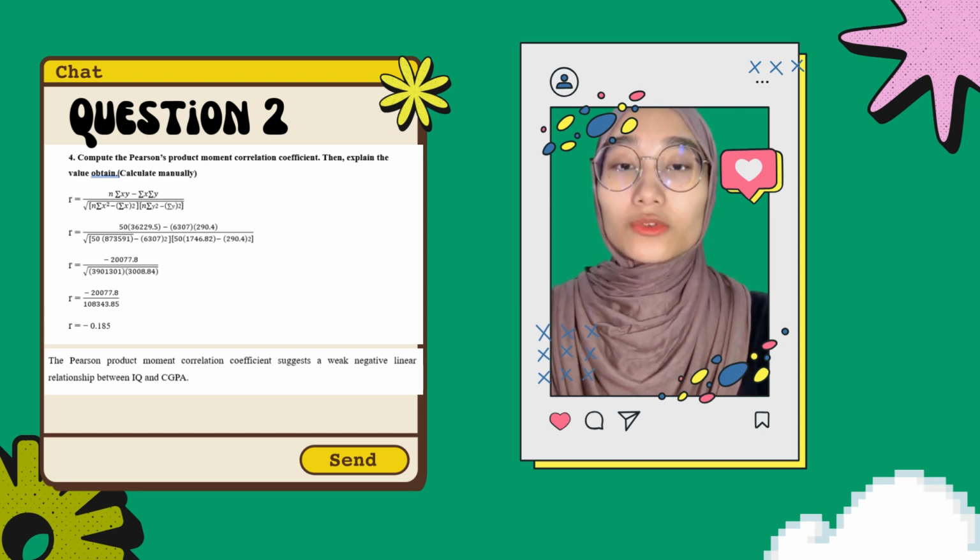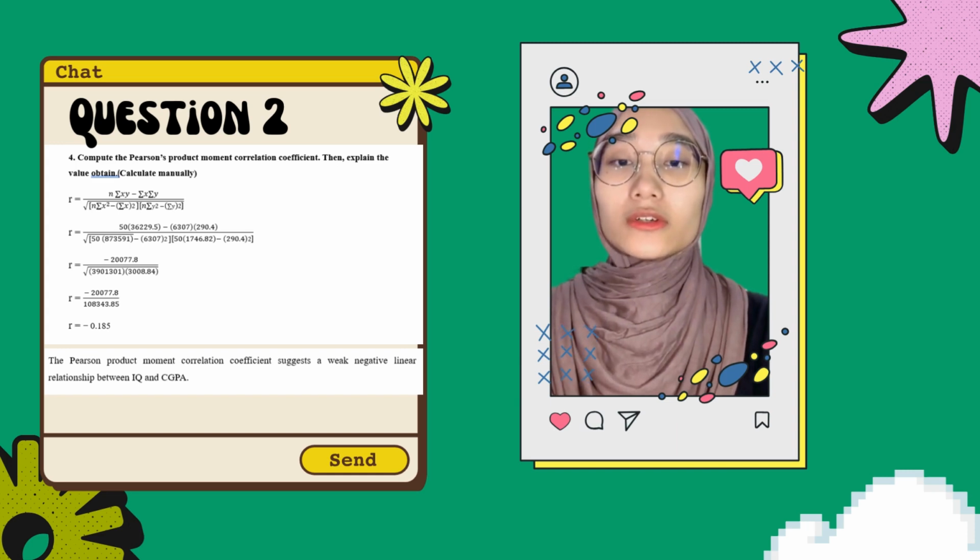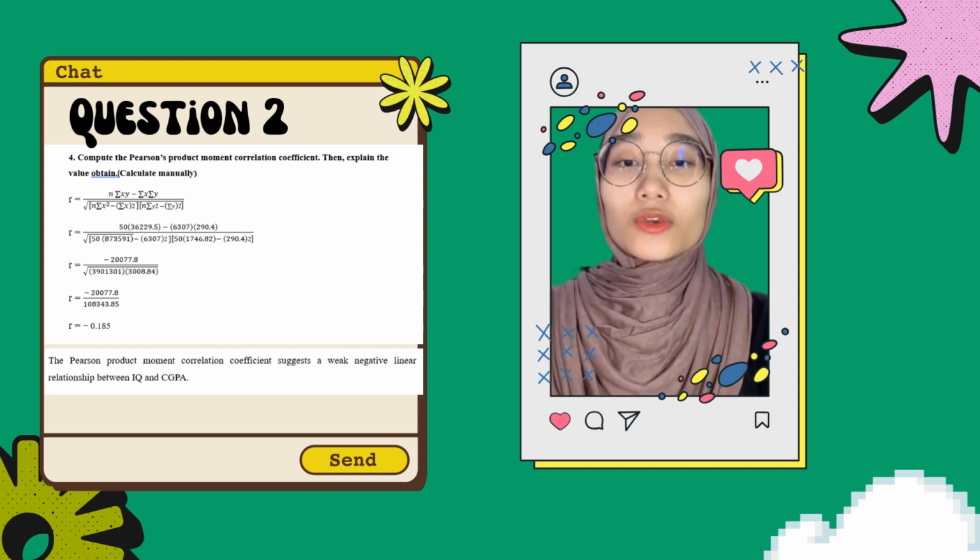First thing first, we need to use the formula shown below and enter the required numbers like the sample size, which is n, the total of x, the total of y, the total of x squared, the total of y squared, and the total of xy. Enter everything into the formula and the final answer is negative 0.185. The Pearson product moment correlation coefficient suggests a weak negative linear relationship between IQ and CGPA. That's all from my part.